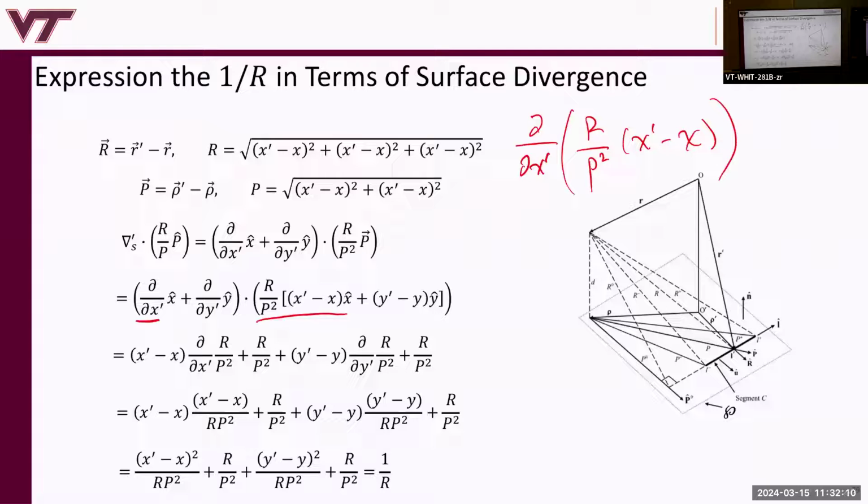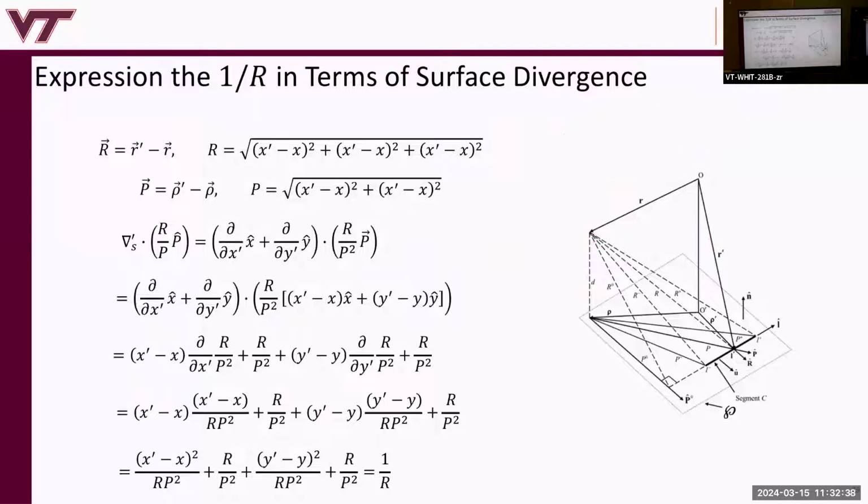Now we use the product rule, so we call this g and this f. So g, x prime minus x, times f prime, partial over partial x prime of R over P squared, plus f, which is R over P squared, times the derivative of g, which is just 1. So here's g times f prime plus f times g prime. And the same thing for the other term.